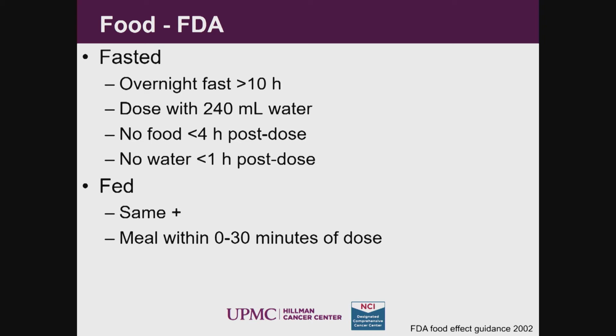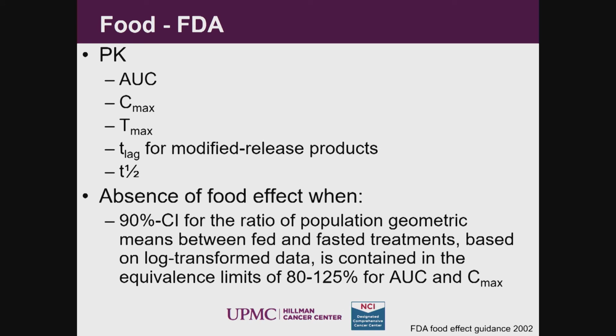The fed component is the same, except that a meal needs to be consumed within 0 to 30 minutes prior to the dose. PK parameters that are documented are listed here, and the absence of a food effect can be concluded if the 90% confidence interval for the ratio of the population geometric means between fed and fasted after log transformation is contained in the equivalence limits of 80 to 125% for both AUC and Cmax. And this criterion comes back in the bioequivalence section of this talk.